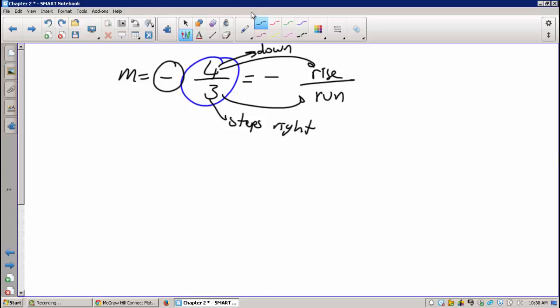What if you have a slope that is only a whole number? What does this -3 say, for example? You can still understand this as rise over run. You're going 3 down and 1 right.